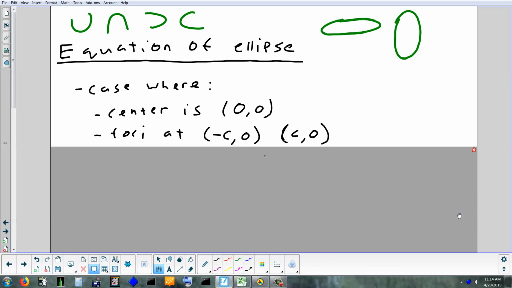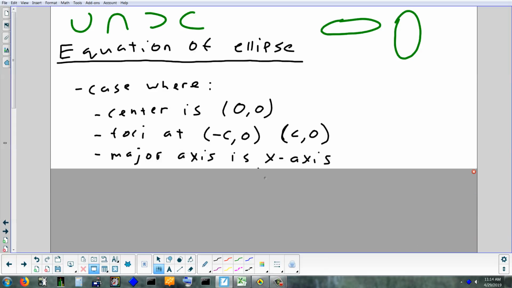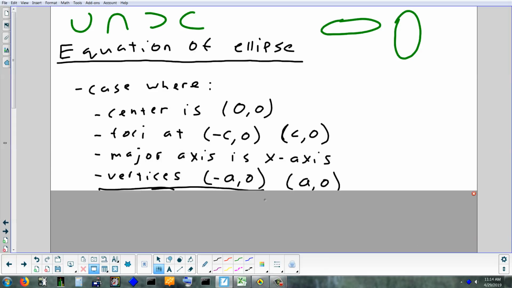Right, so that letter C, I haven't really explained what that is yet. That C means something, and there's a way to find it. There's going to be 3 letters involved for now: A, B, and C. C has something to do with the foci. A is going to have something to do with the vertices. Okay, and both A and C are going to measure distance.